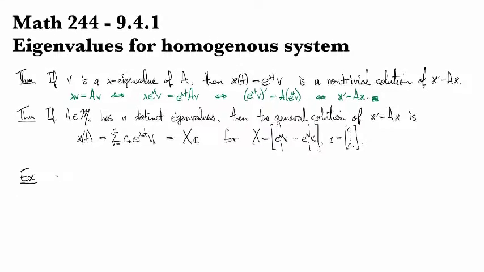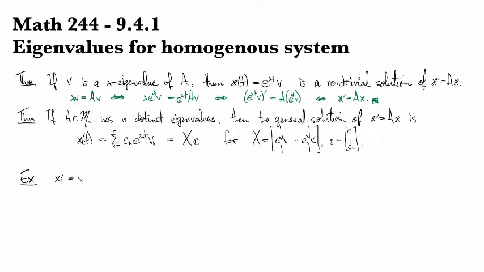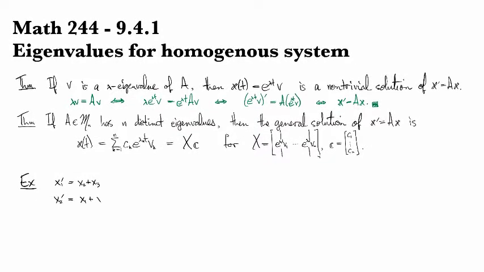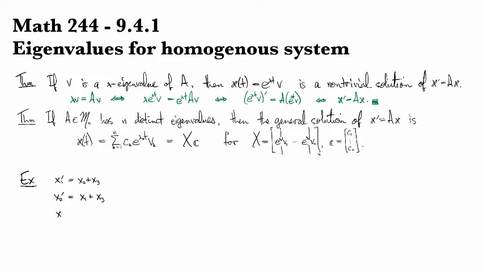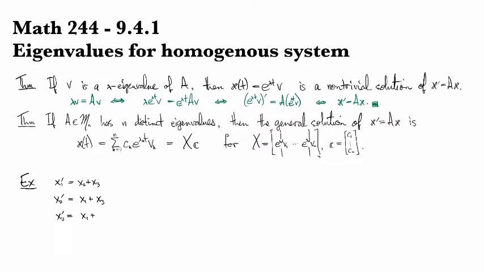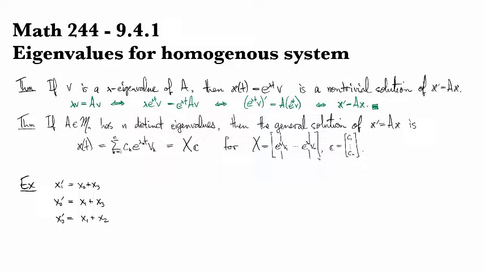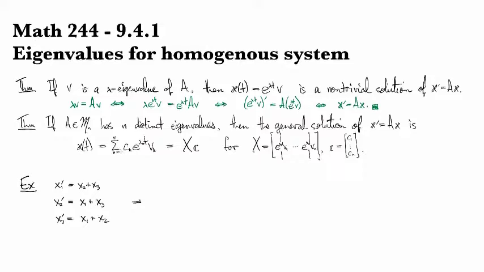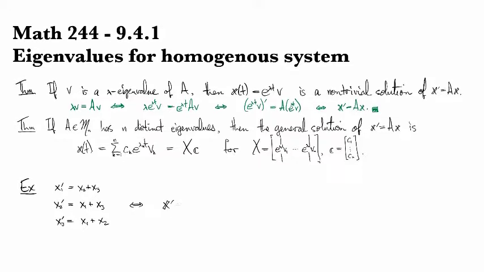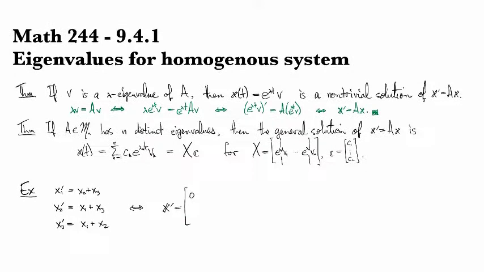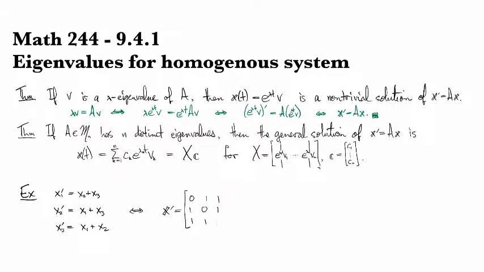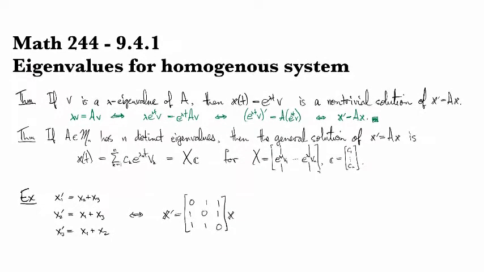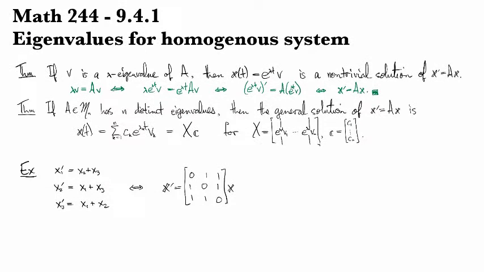So suppose we start with the system x1 prime equals x2 plus x3, x2 prime equals x1 plus x3, and x3 prime equals x1 plus x2. So for each one, the derivative depends on the two that are not it. I can convert this into matrix formulation by saying x prime is going to look like the matrix 0, 1, 1, 1, 0, 1, 1, 1, 0 times x. And now we can go ahead and solve this by looking for eigenvalues and eigenvectors.